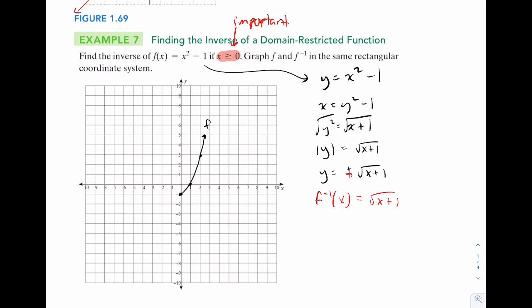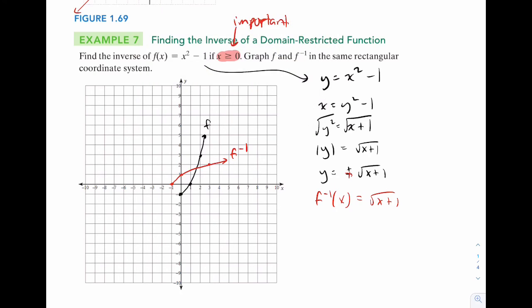So now let's graph the inverse function. Some people like to graph it from here. I like to just flip the points. So if I look at my original, I'm going to flip the points. So I have negative 1, 0, 0, 1, and that would be 3, 2. And I'll sketch it. There's my f inverse.